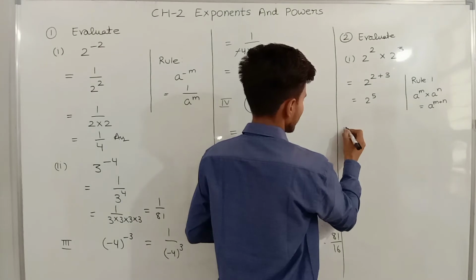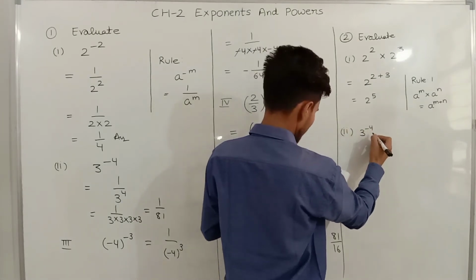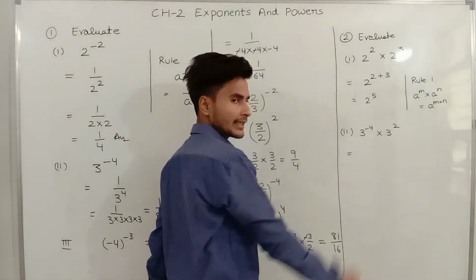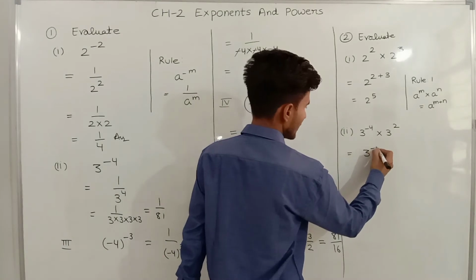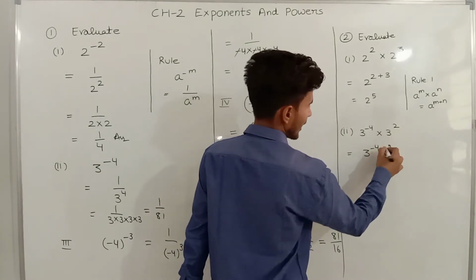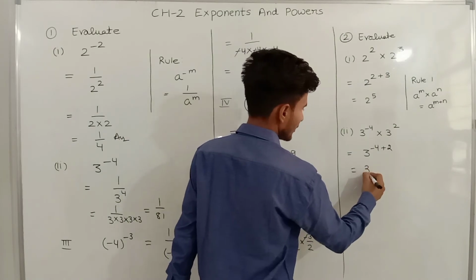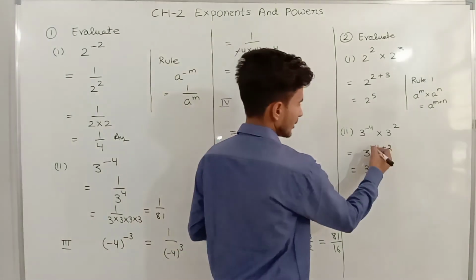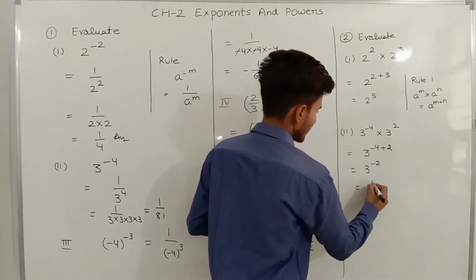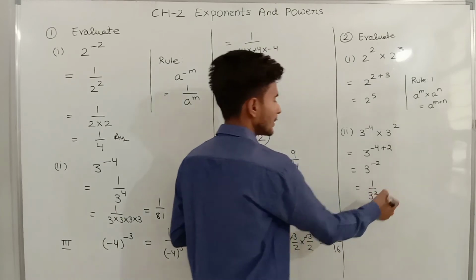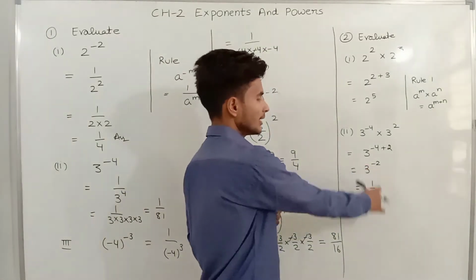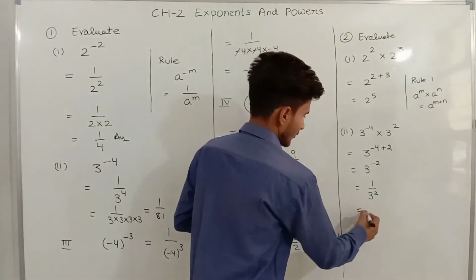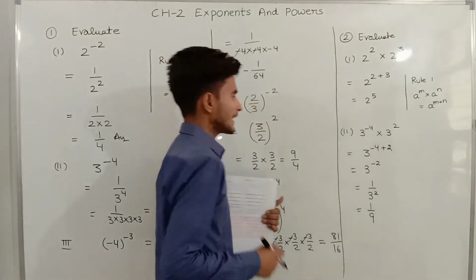Second part of it, that is 3 power minus 4 into 3 power 2. Again the base is same and the multiplication sign is there, so powers we have to add. So 3 power minus 4 plus 2. Positive and negative, so we have to subtract only, and the sign will be of the bigger number. Minus 2. It will become 1 upon 3 power 2, because again the power is negative and you have to make it positive by taking reciprocal. So it will become 1 upon 9, as 3 3s are 9.